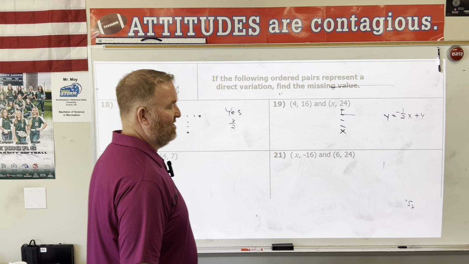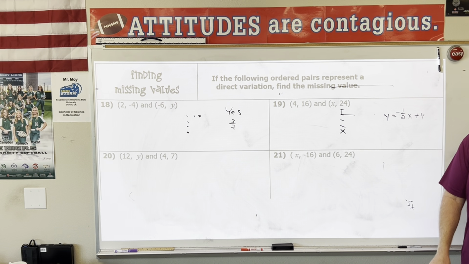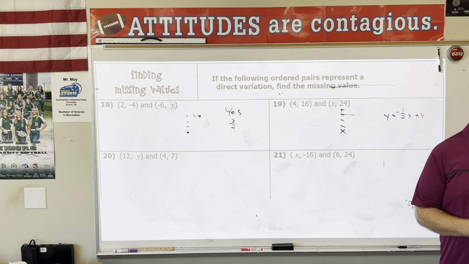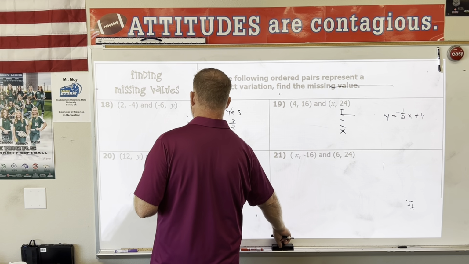You guys write down the first one, just like you see it. 2, -4, and then you have -6y. Do you guys remember doing proportions? Yeah, we're going to solve the missing number.